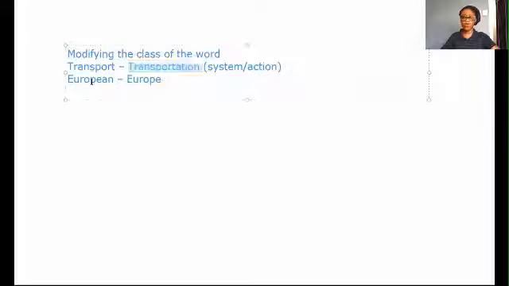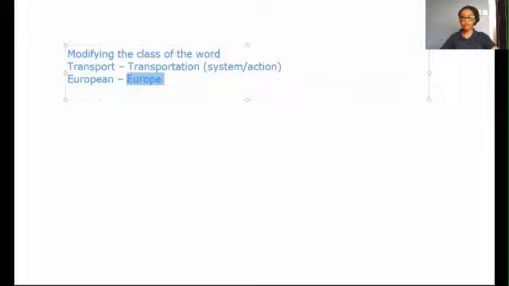Then another word is European, used as an adjective in the description. You can use Europe as a paraphrase version. So you move it from the class of an adjective to the class of a noun. This is the third strategy you can use when you want to paraphrase a description.